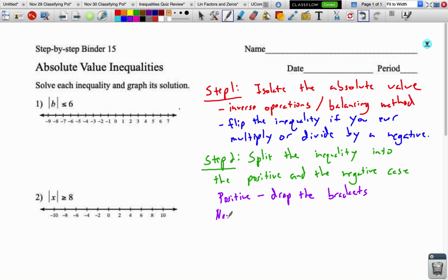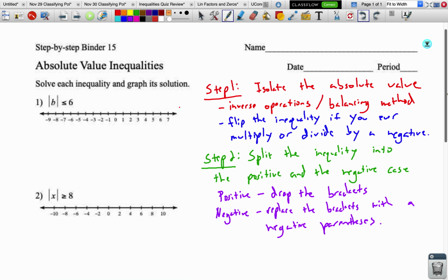But in the negative case, you're going to replace the brackets with a negative parentheses. This deals with the situation where the expression inside the absolute value is negative and the absolute value brackets need to flip it back to being positive. So how do they do that? They multiply it by a -1, because a negative times a negative is always positive.